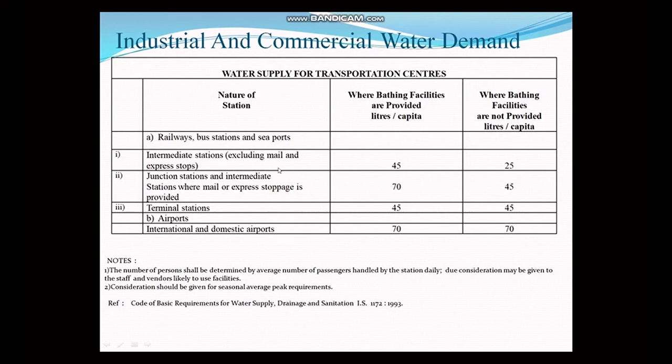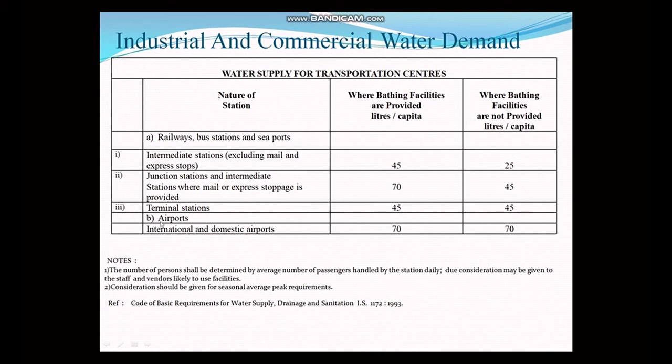In this case, the required water demand is 45 LPCD where bathing facilities are provided, and 25 LPCD where bathing facilities are not provided. In case of junction stations and intermediate stations where mail or express stoppage is provided, the required water demand is 70 LPCD if bathing facilities are provided, and if bathing facilities are not provided, then the required water demand is 45 LPCD. And for the terminal stations, if bathing facilities are provided, then the required water demand is 45 LPCD, and if no bathing facilities are provided, then the required water demand is 45 LPCD.